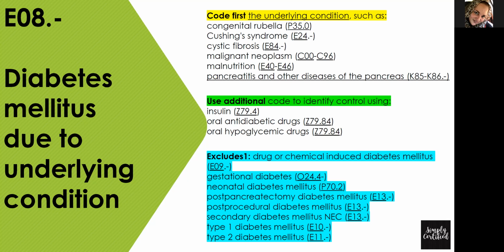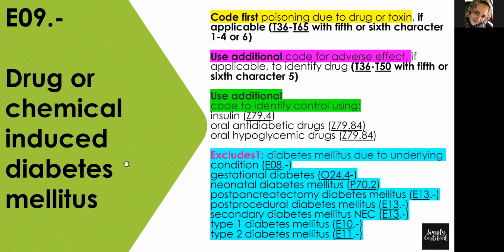So it tells us pretty much, if you look down, don't code it with any other type of diabetes. Do not code E08 with E09. Do not code E08 with gestational diabetes because you can't have both kinds together. Do not code it with neonatal diabetes. Do not code it with category E13. Do not code it with category E10 for type 1 or type 2 with category E11. It's important to pay attention to what's in your book because it'll save you a lot of headache later.